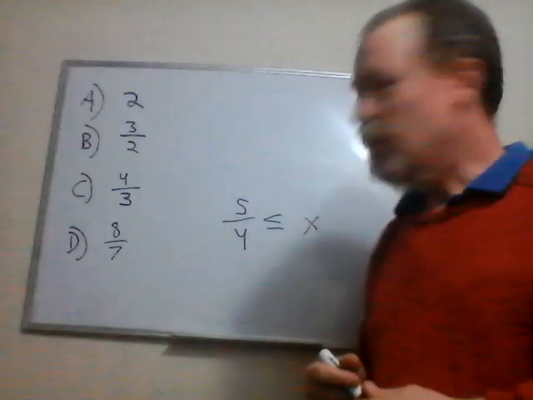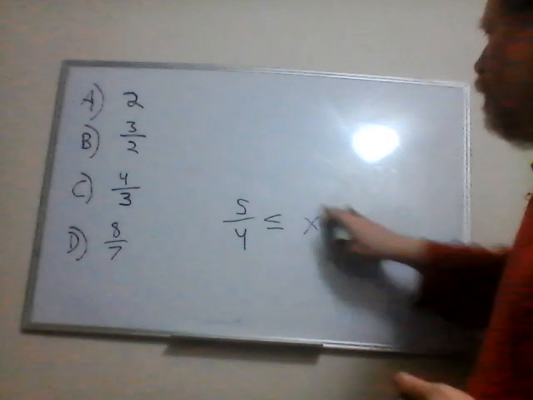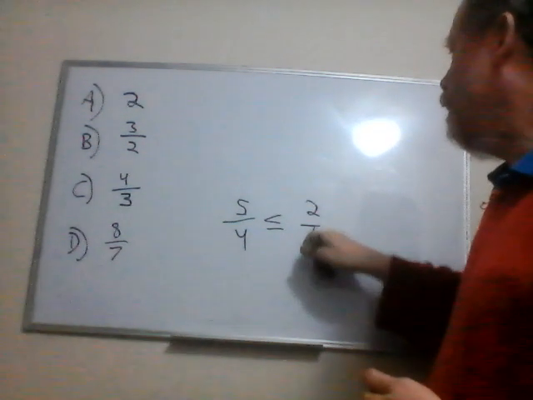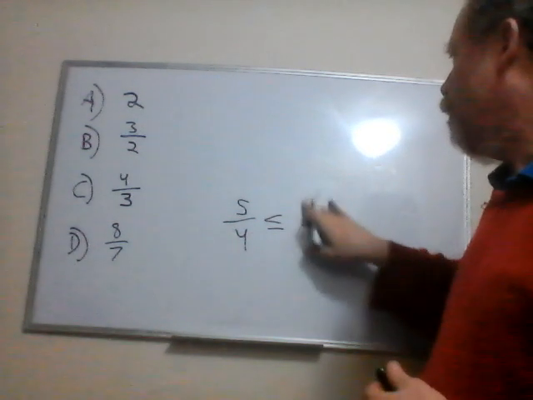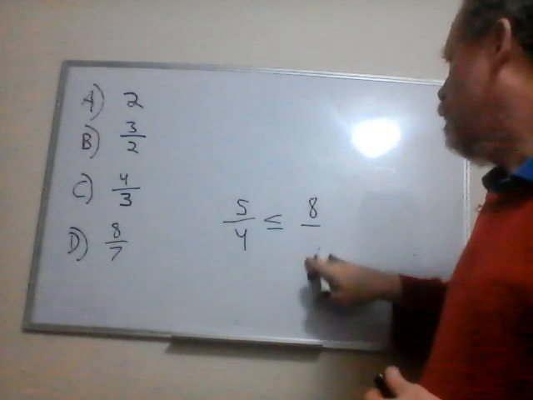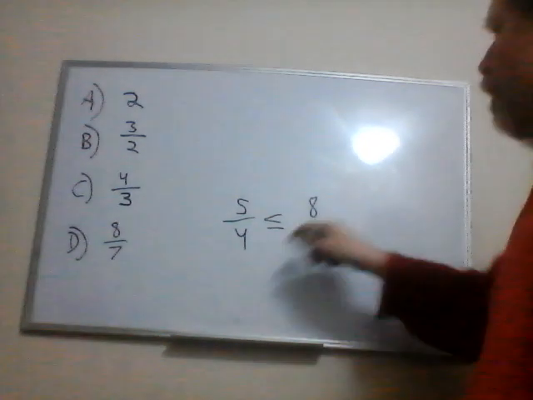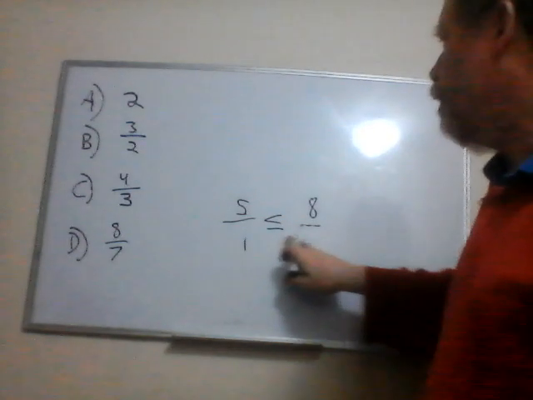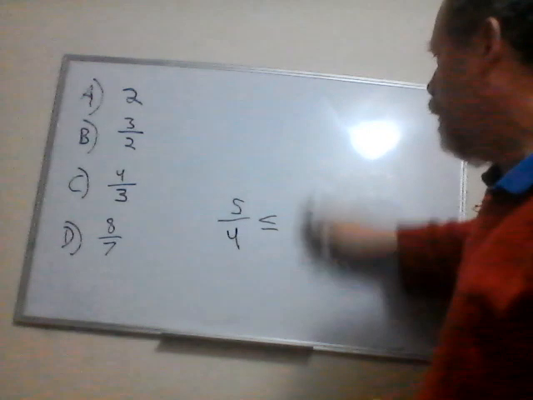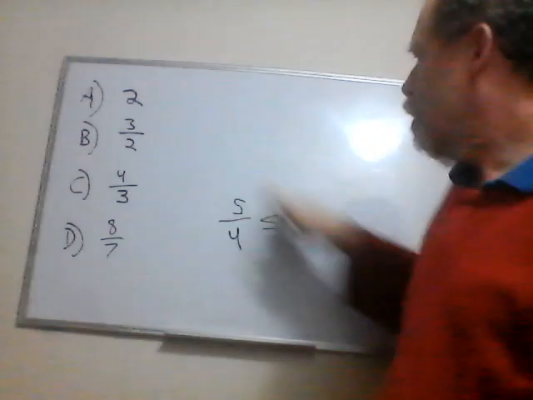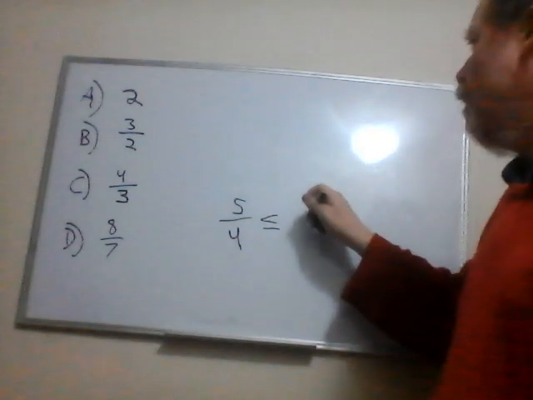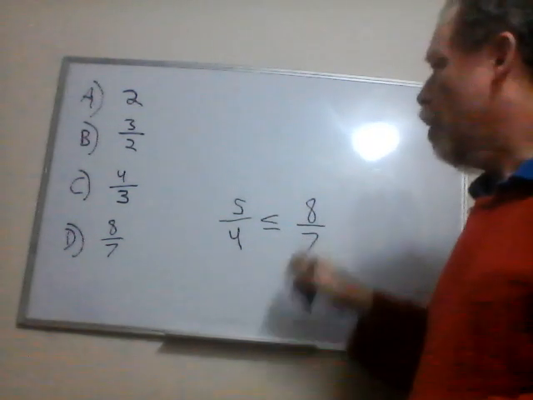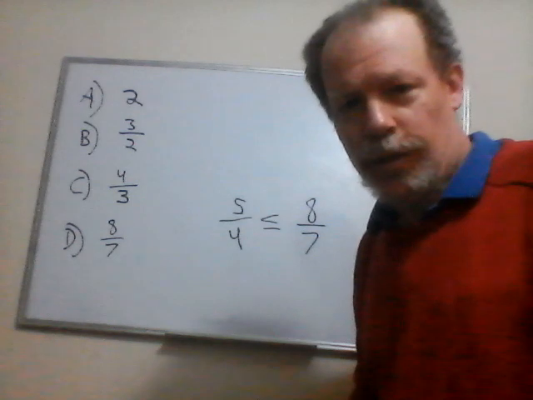It's the simpler expression. So if I wanted to put this in, 2 over 1, just to check it, becomes what? 8 over 4. And which is larger? The 8 is larger than the 5. So 2 satisfies this. You're looking for something that does not work. So I'm going to go straight to the 8 over 7. By now, you should already be pretty sure that's the correct answer.